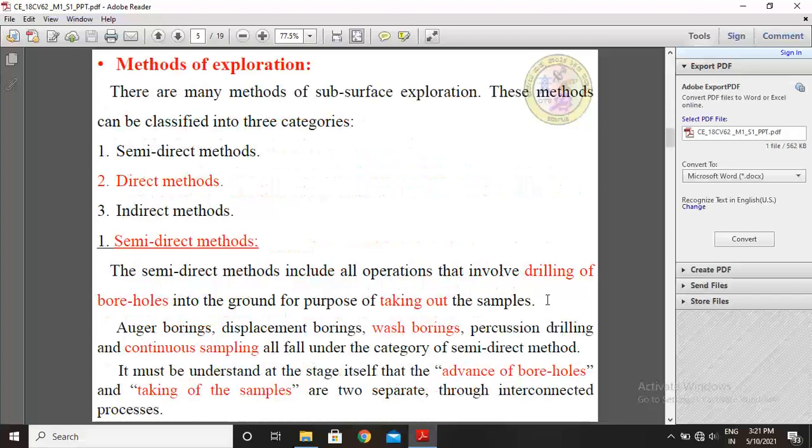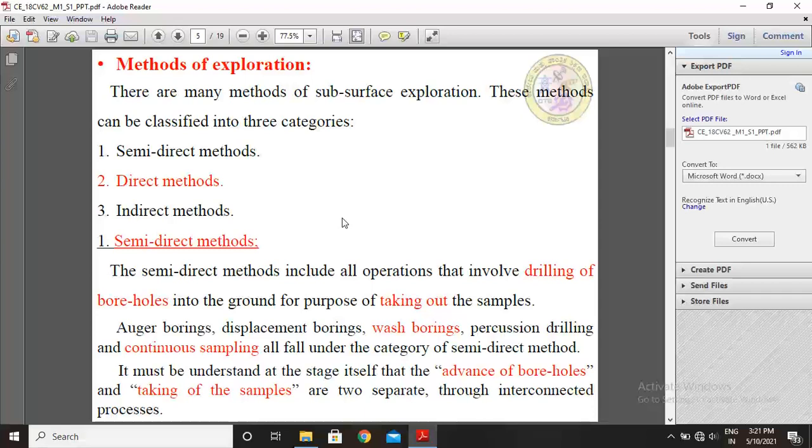Next, what are the methods of exploration? There are many methods of subsurface exploration. These methods can be classified into 3 categories: semi-direct methods, direct methods, and indirect methods. So these are the 3 methods for soil exploration.